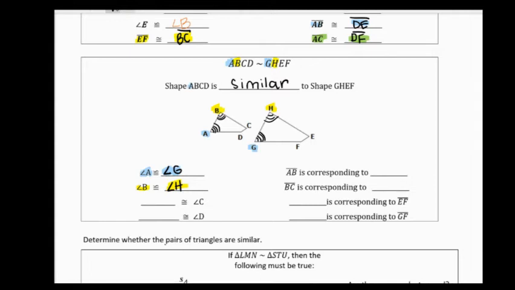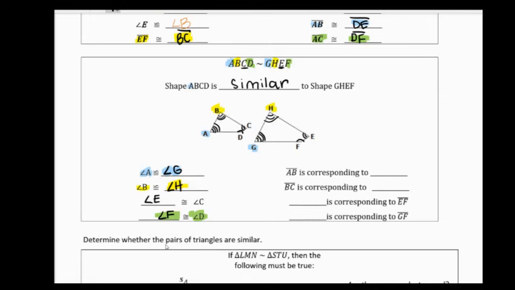Then I have angle E over here. That one will be my third letter, which means it's corresponding to my third letter of the other one, which is angle C. So angle E is congruent to angle C. And then my last angle is angle D, which is the last letter, and it goes with angle F. So angle D and angle F will be congruent, and we can mark them on our diagram and write them like this. So we've now compared all of our corresponding angles.